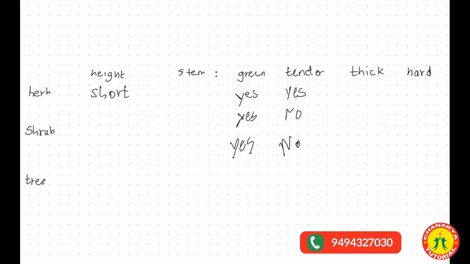Now for thick, are the stems of herbs thick? Yes, ma'am. Okay, who all says yes? Raise your hand. For the herbs? Herbs. Only Ashwin and Aishwarya. Yeah, obviously it will be thin only. How can it be thick?